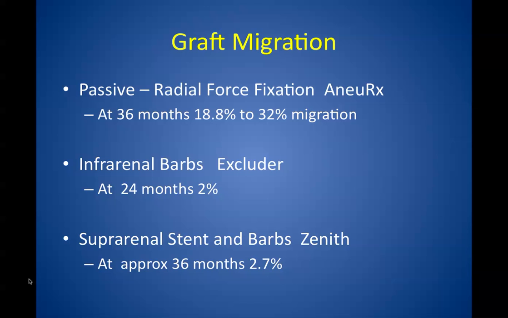So for graft migration, passive migration, this is from Chip Sternberg and Sam Money, who kind of made a career out of attacking proximal fixation. And what they showed was with the radial force, at 36 months, there's an 18 to 32% migration. And then if you look at the infrarenal barbs or suprarenal fixation with barbs, there's really no difference in the migration you're going to have between the excluder or the zenith graft, which are the two benchmarks for this.